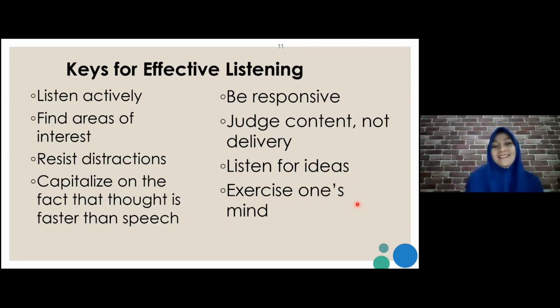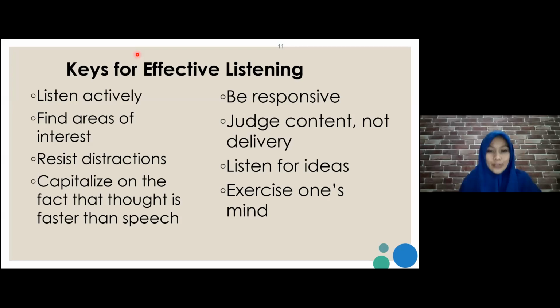And then, exercise one's mind. Here, exercise means some activity that relates to the physical side of ourselves, right? We do the exercise, we do the drilling, we practice on one's mind, on others' minds, because our perception will be different. Each of us has our own mind in getting the meaning, okay?